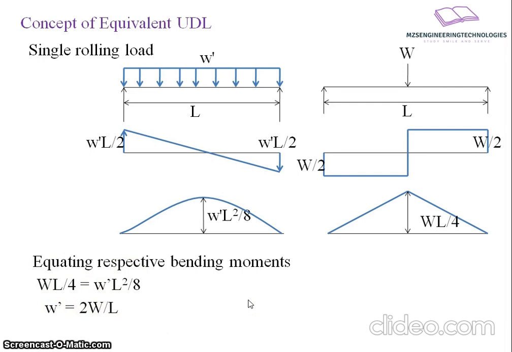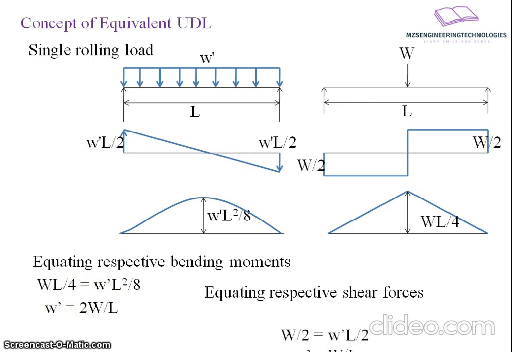Similarly, if I want to find the equivalent load, then we have to equate the shear forces in both cases. So W by 2, the shear force in the point load action, equals W dash by L into L by 2 for the case of UDL. If we equate, we get the equivalent load, which is given by the relation W by L.